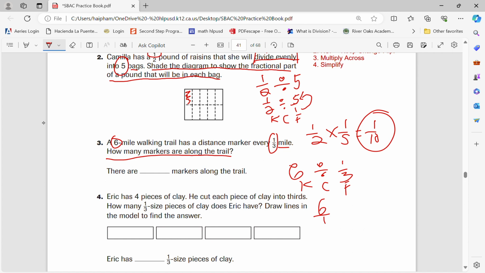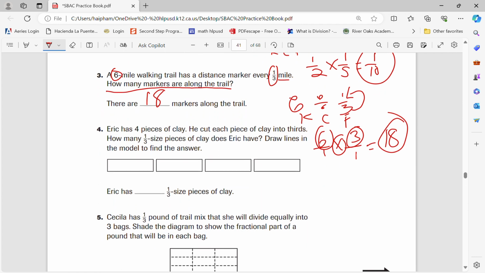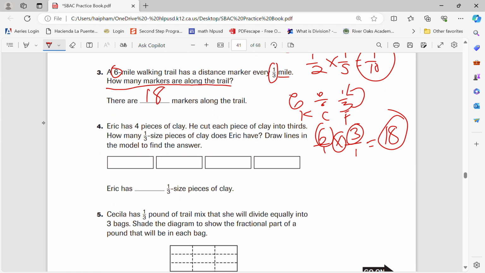our first fraction. 6 is equivalent to 6/1. We're going to change division to multiplication, and we are going to flip the second fraction, which results in 3/1. 6 times 3, that is 18. 18/1 will give you 18. So there are 18 markers along the trail. Moving on to number 4.